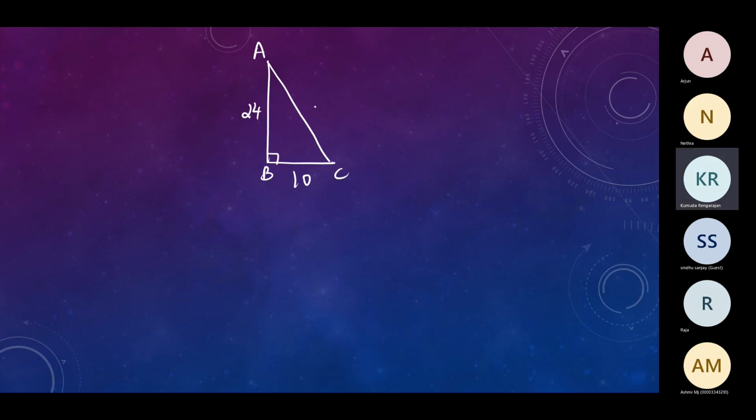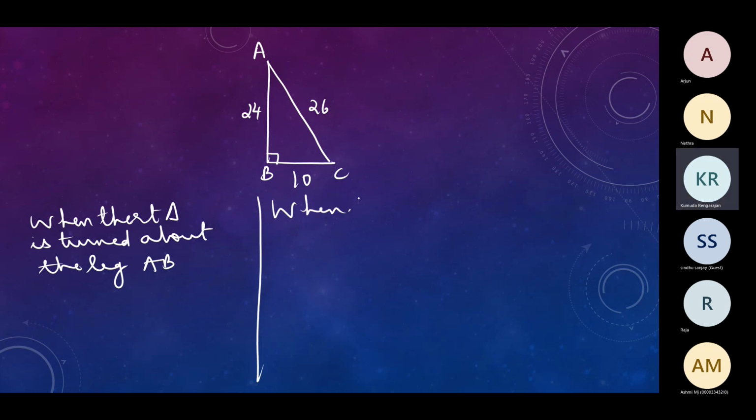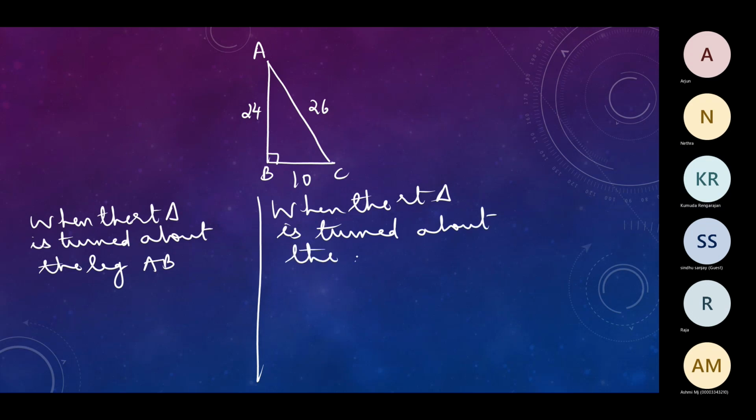So you all know how to find the hypotenuse, so I'll write that also. Now tell me, the two cases are when the right triangle is turned about the leg AB, and when the right triangle is turned about the leg BC. These are the two cases.